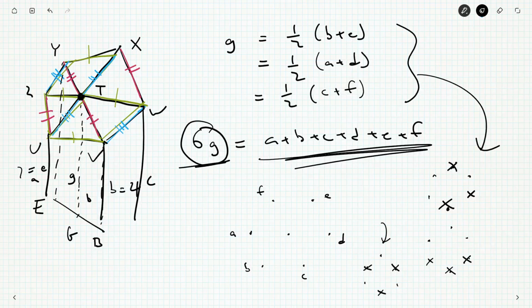But what if it's this case or this case? And are there any other cases? So here's none of the points being adjacent. Here's all three of the points being adjacent. Here's only 2 points being adjacent. So yeah, that works. Okay. So can I get a formula for G in terms of just A, B, and C? Can I get a formula for G just in terms of A, C, and E? Those are the remaining two cases.